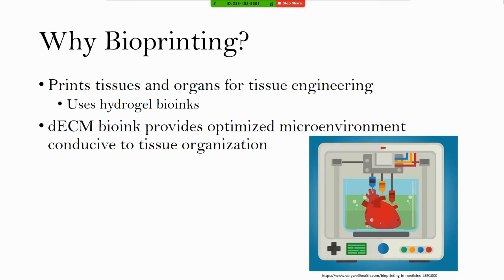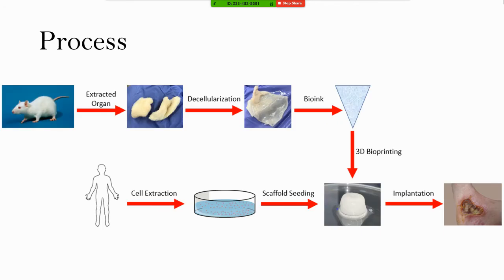In combination with decellularization, bioprinting is a valuable technique. Bioprinting is useful because it allows the 3D printing of tissues and organs using hydrogel bioinks. Bioinks are advantageous in tissue engineering because the printed DECM is an optimal microenvironment to support tissue organization. Based on the background information and goals of our project, we created this diagram to show the steps within the decellularization and bioprinting processes to end with an implantable skin graft.